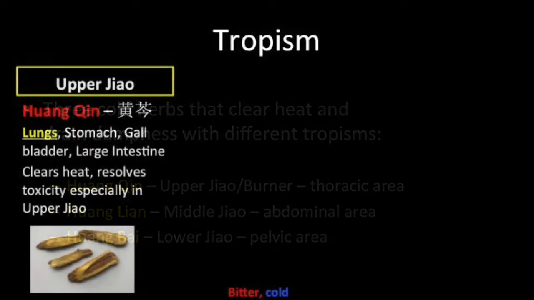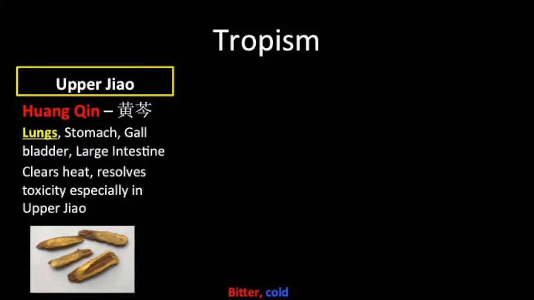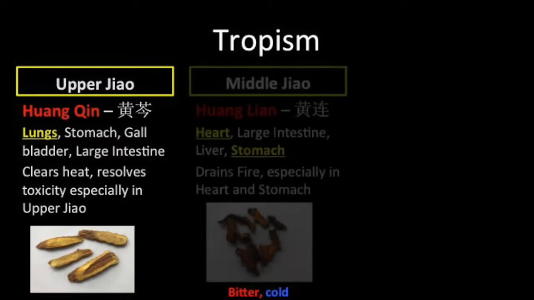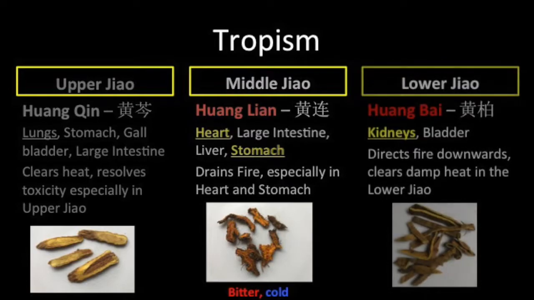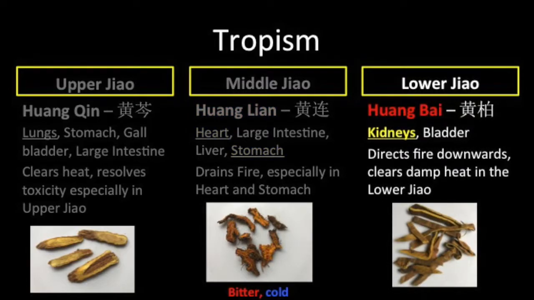Huangqin acts on a number of organs: lungs, stomach, gallbladder and large intestine. But its strongest action is on the lungs, which are traditionally located in the upper burner or jiao. Huanglian, by contrast, is more active on the heart and stomach, which are traditionally associated with the middle burner or middle jiao. Finally, Huangbai is most active on the kidneys located in the lower burner.